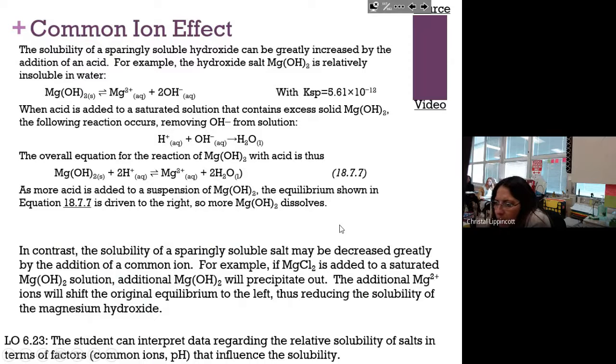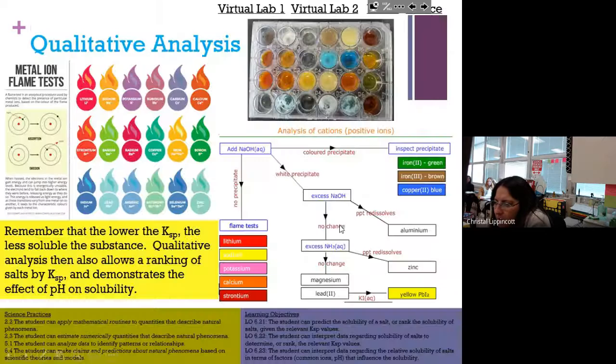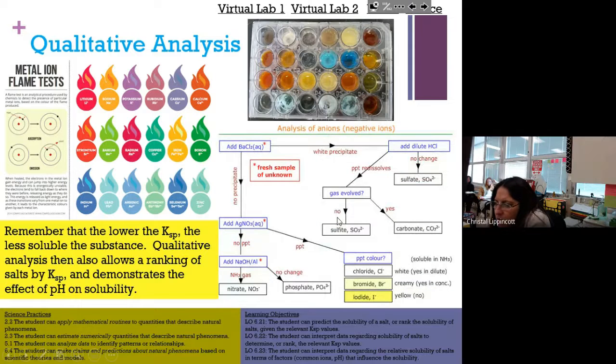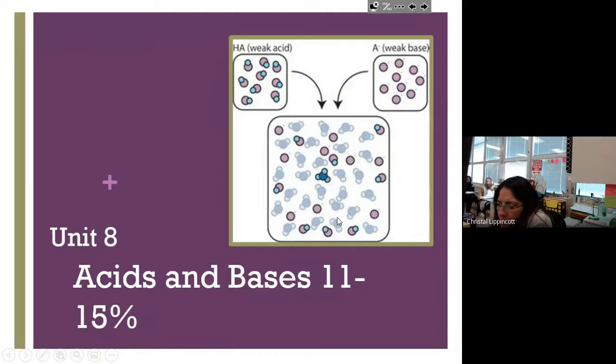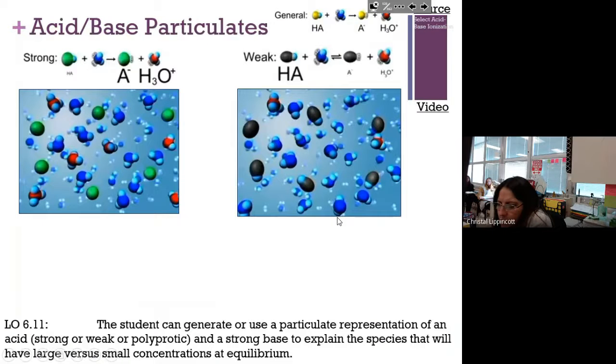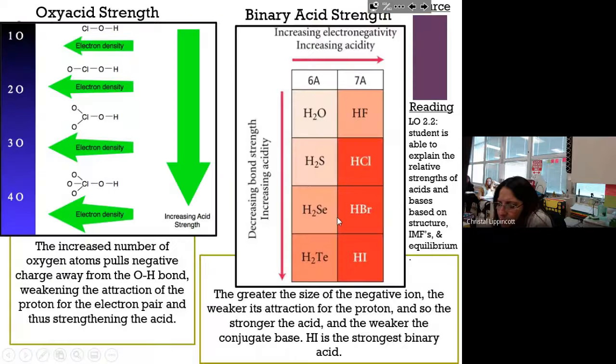All right, common ion effect. When you've got an ion in common, it's going to reduce the amount that is soluble. Then you had qualitative analysis where you're looking at different colors, so different anions and the like. Then you've got acids and bases. We've talked about those very recently. That's why I'm speeding through some of this later stuff, because we've been through that more recently.